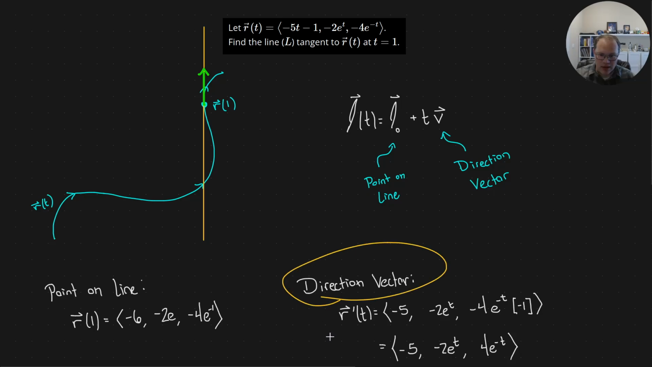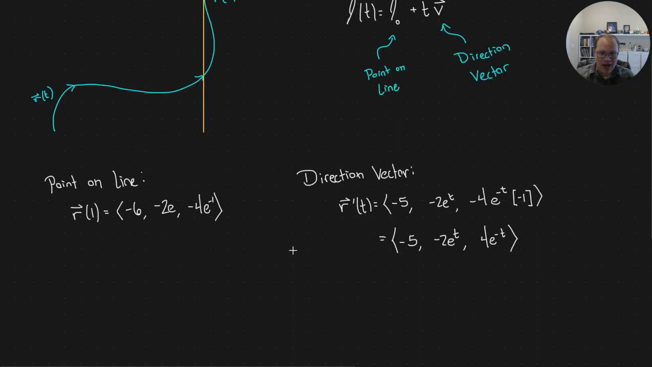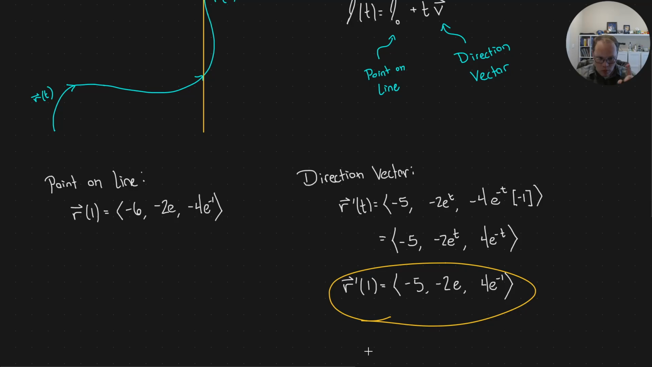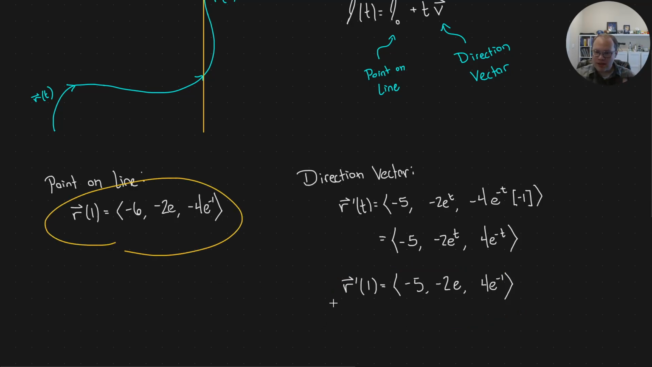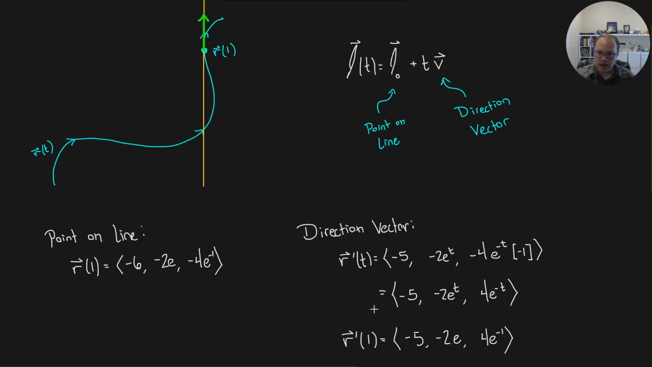I only care about the direction vector at this particular point, when t is equal to 1. So I need to plug in 1 into my derivative function, so I could get the tangent vector at t equals 1. So if I plug in 1, I get -5, -2e to the 1, and 4e to the -1. So that's my direction vector when t equals 1. That is a point that the tangent line will pass through. It's the point that the line is tangent at.